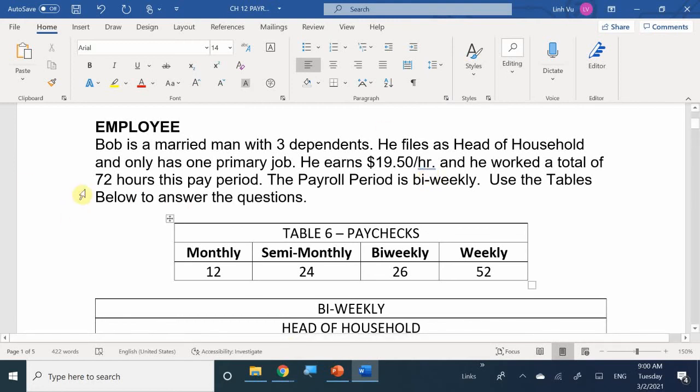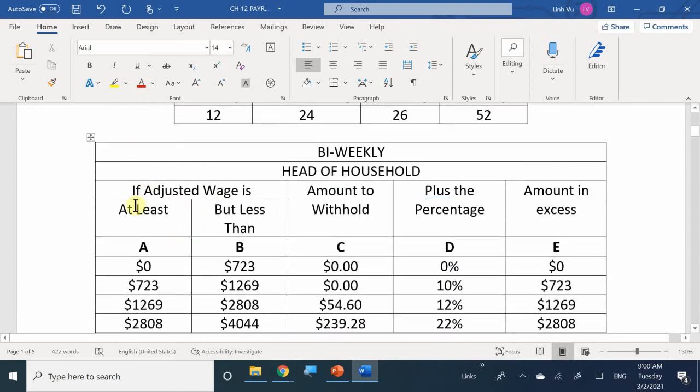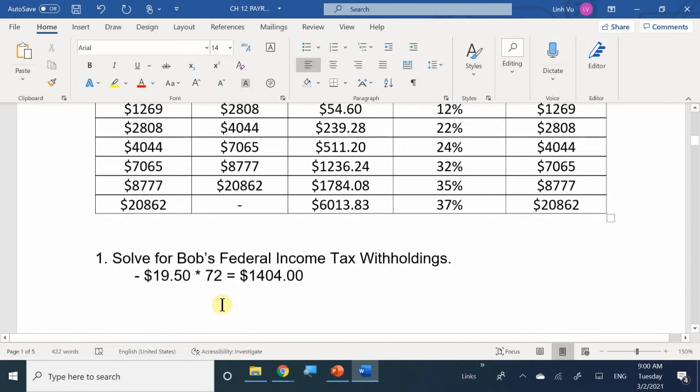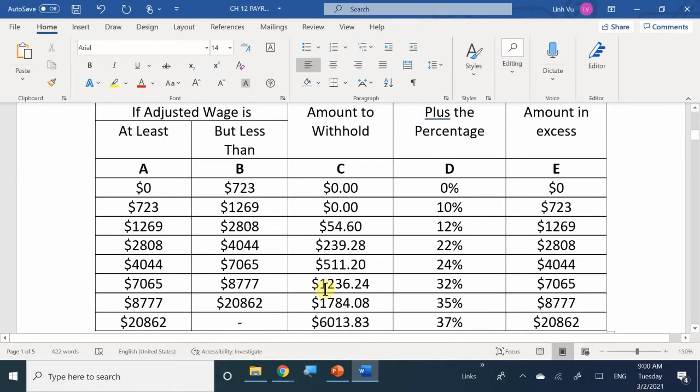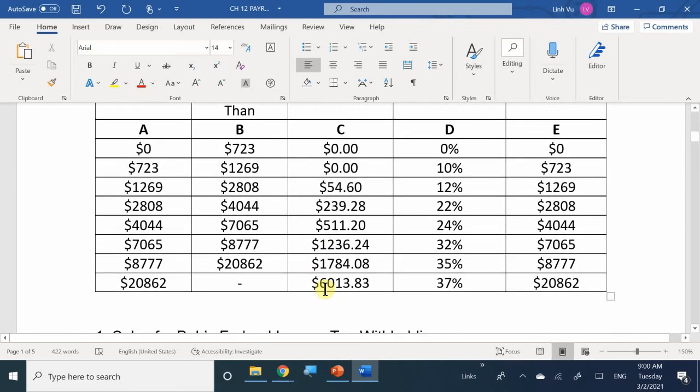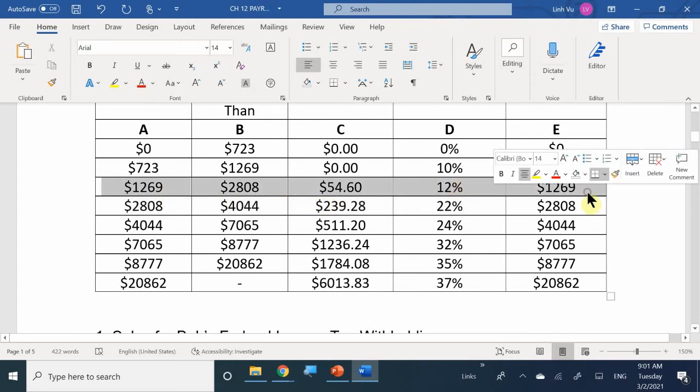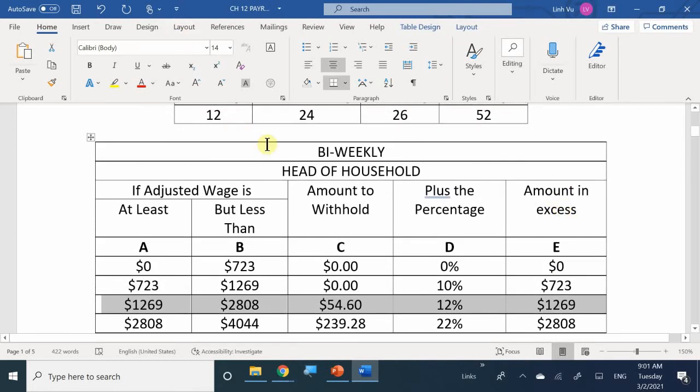So the next one is now looking at the total amount that he's made. This is the total taxable earnings that he is subject to be taxed at. So let's take a look at our table. What does he fall under? Which bracket would he fall under? Or section, I'm sorry. Or percentage? 1269 to 2808. So he is subject to having to pay 12% tax. Again, he is filed as head of household.